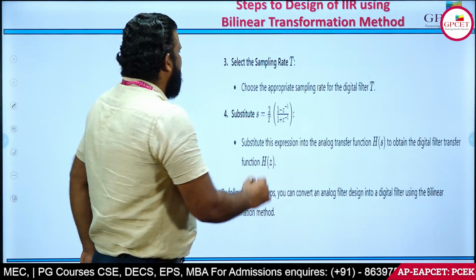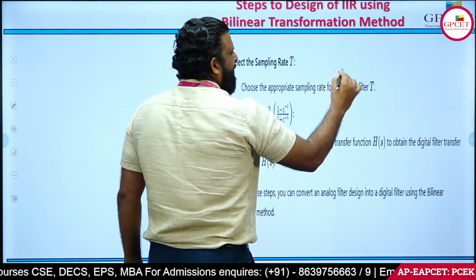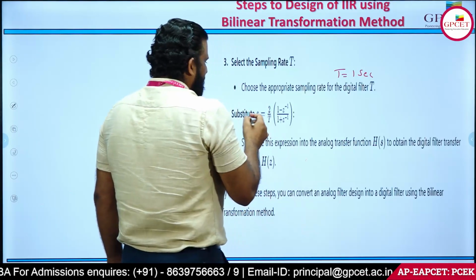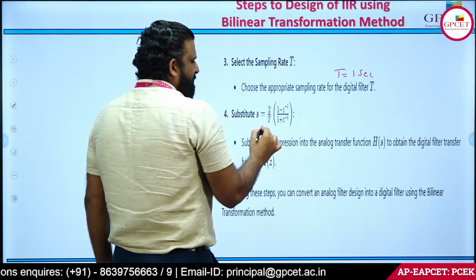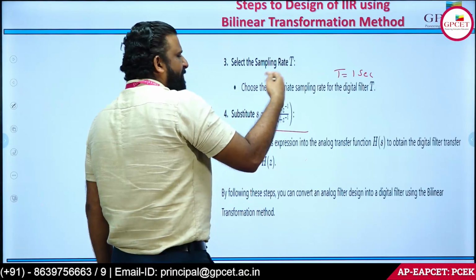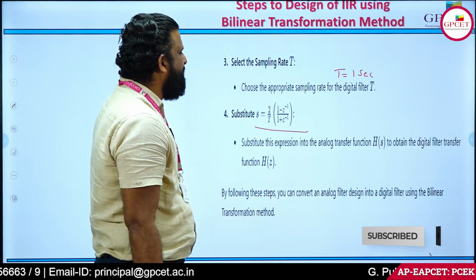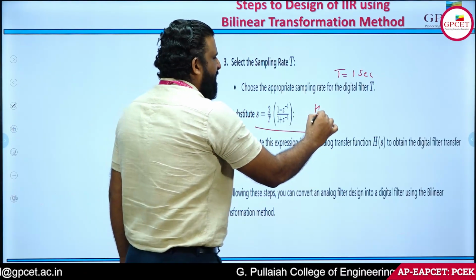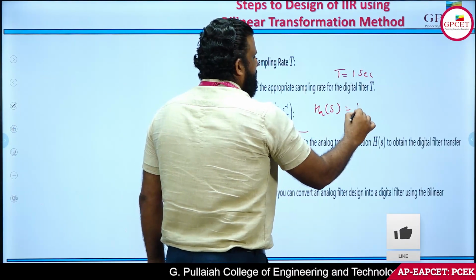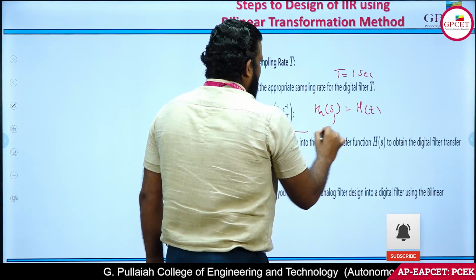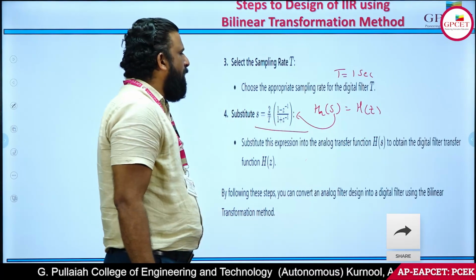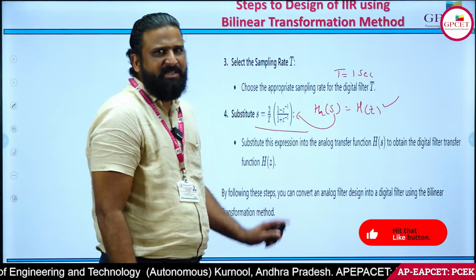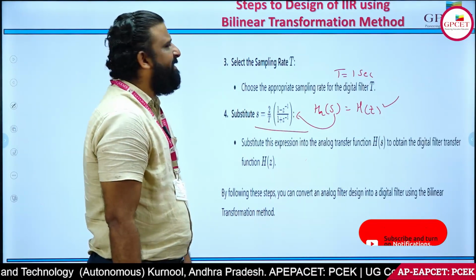After finding that, we choose the appropriate value of T. Here T is equal to 1 second. Finally, in whatever equation we get, instead of s, we substitute 2/T into (1 minus z inverse) by (1 plus z inverse). After substituting that, this H(s) will be converted into H(z). These are the four steps involved in the bilinear transformation.